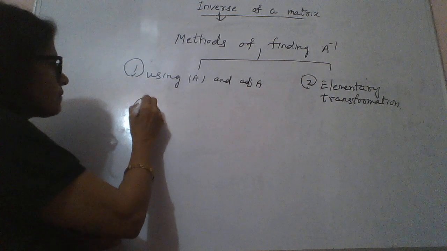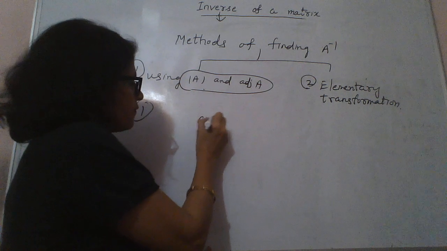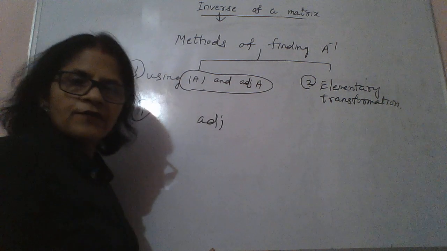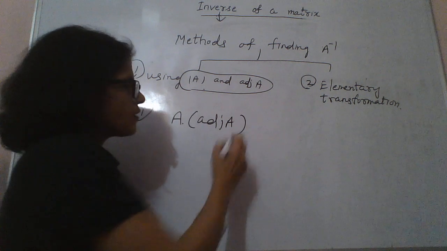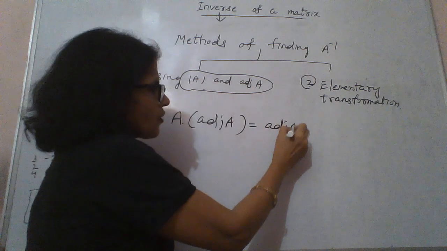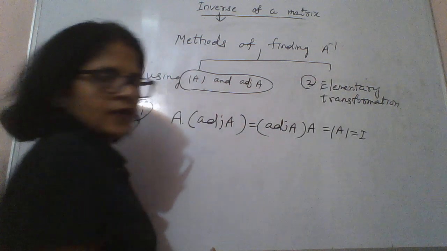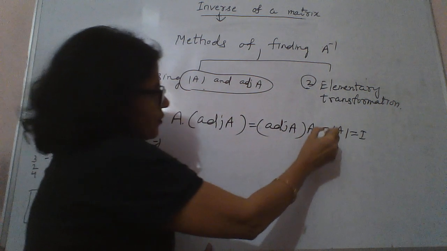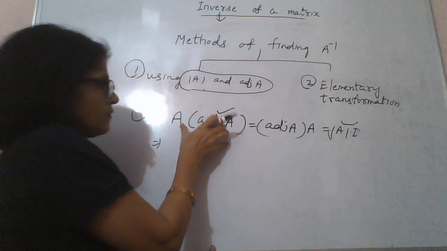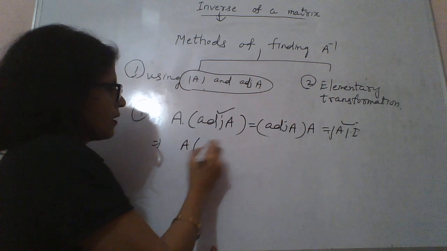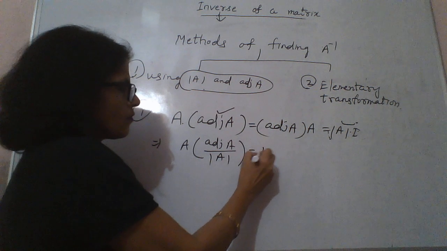Okay, so coming to the first method, using determinant of A and adjoint of A. Let me remind you of one of the properties of adjoint of A. As you know, for any square matrix A, A into adjoint of A equals adjoint of A into A, and this is equal to determinant of A into I. And as you know, determinant of A is a number. So A into adjoint of A by determinant of A equals I.